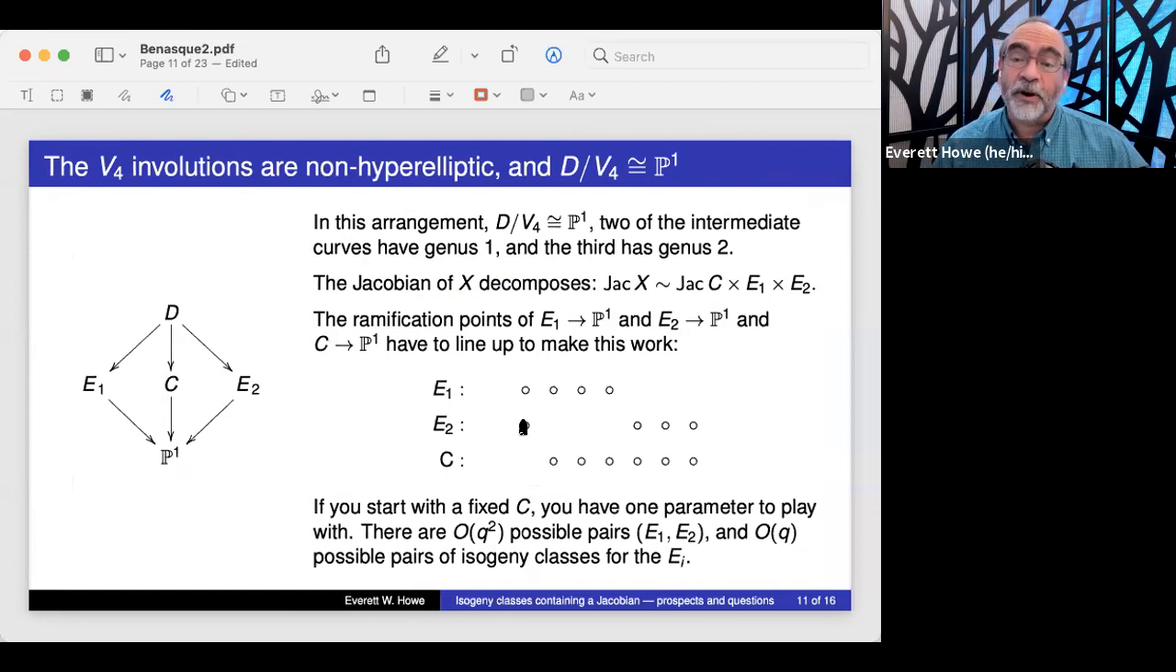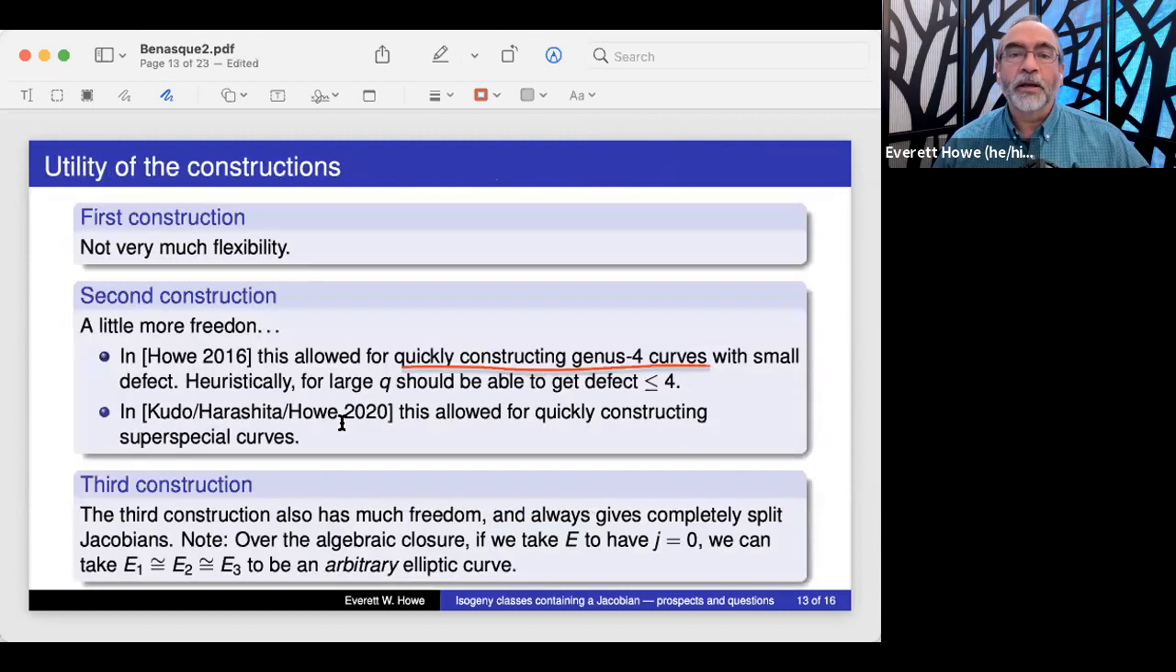Actually, you don't even need to make it vary. You can figure out what it has to be in order to get an E1 that you like. So it's a computation. You choose an E1 with small defect, you figure out what this ramification point has to be, and you check whether this E2 also has small defect. So it's very fast. And I was able to get, for actual numerical values of Q, various small defect genus 4 curves.